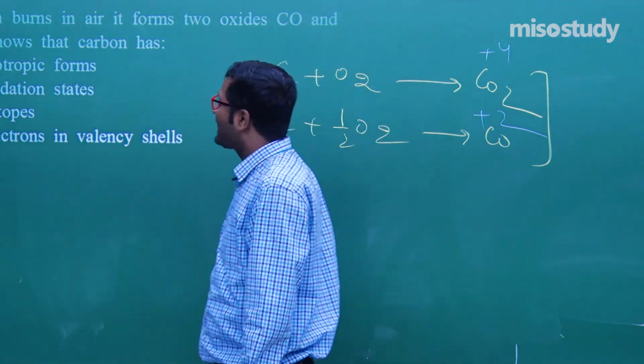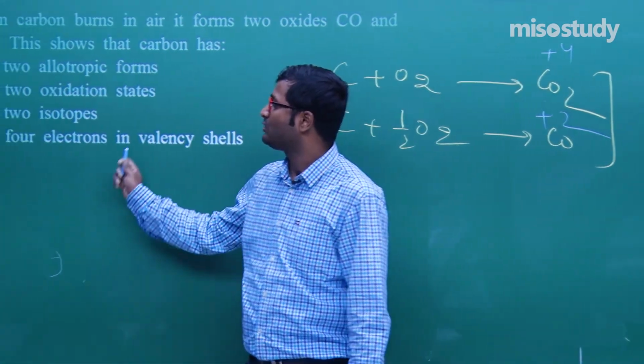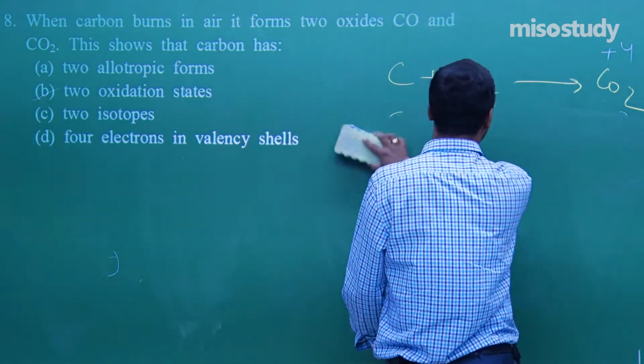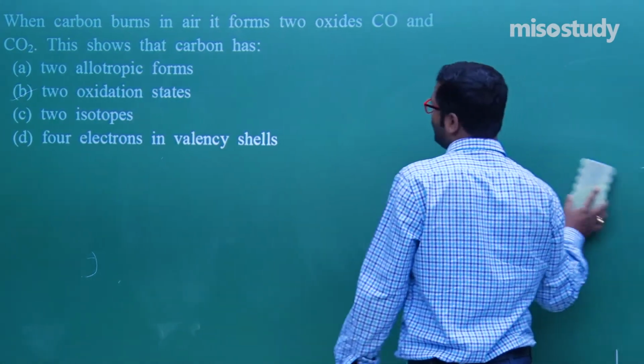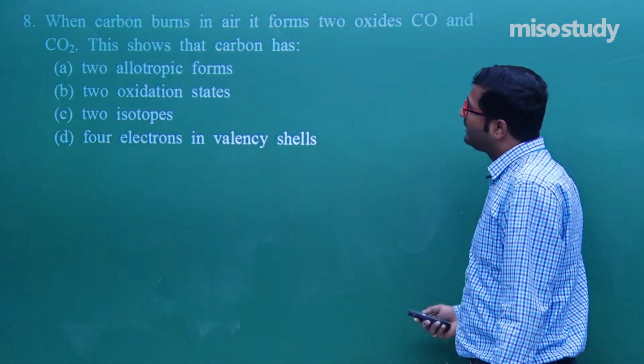So carbon, when it burns in air, forms 2 oxides, CO and CO2. This shows that carbon has 2 oxidation states. So for this question, B part is the correct answer. B is the correct option. Clear? Now let's move to the next question. Wait for a moment. The next question.